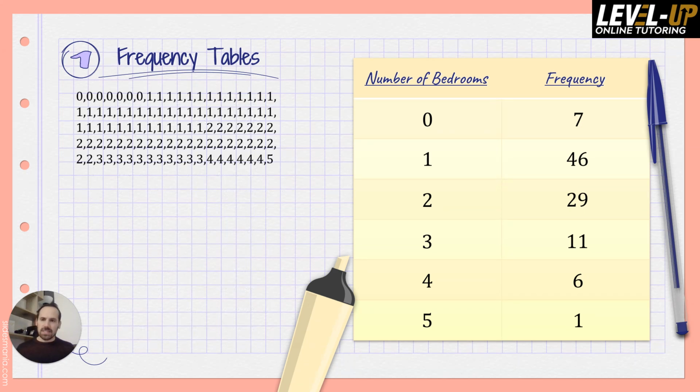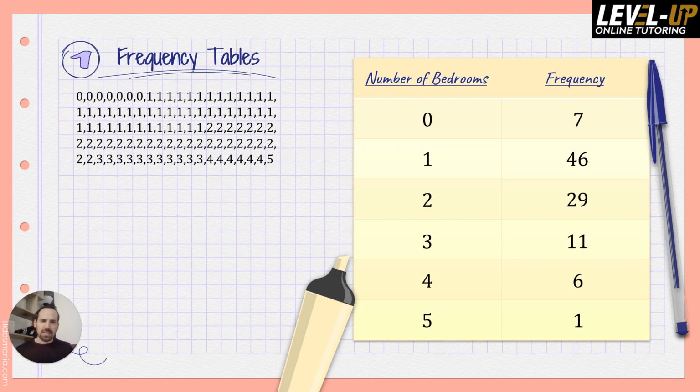This is what the original data set would look like. So you see, we've basically got 7 zeros, and then we have 46 ones. 29 reported 2, 11 reported 3, 6 reported 4, and then 1 5 right at the end. So this is what the original data set would look like, and here's how we've brought it all together into a frequency table where it's much neater and more concise. But we need to know how to calculate statistics from that table.